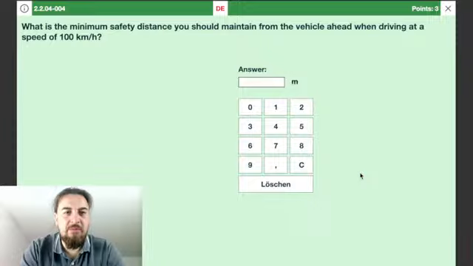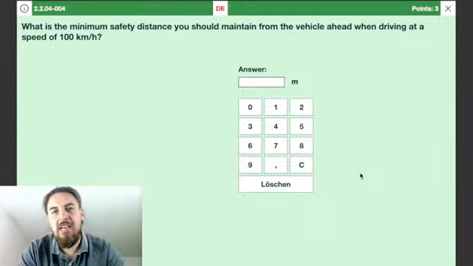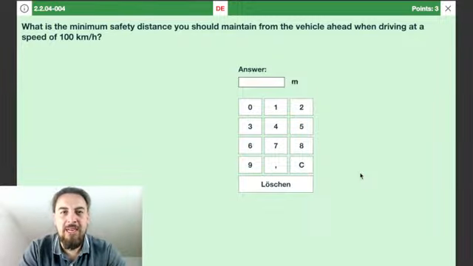What is the minimum safety distance you should maintain from the vehicle ahead when driving at a speed of 100 kilometers per hour? Okay, if you have watched the video from yesterday, I have explained that outside there are two strategies for measuring the right distance. One was the 2-second rule, which does not help us right now, but the other one was: check your speedometer and use half of your speed in meters to have enough distance in front of the vehicle.